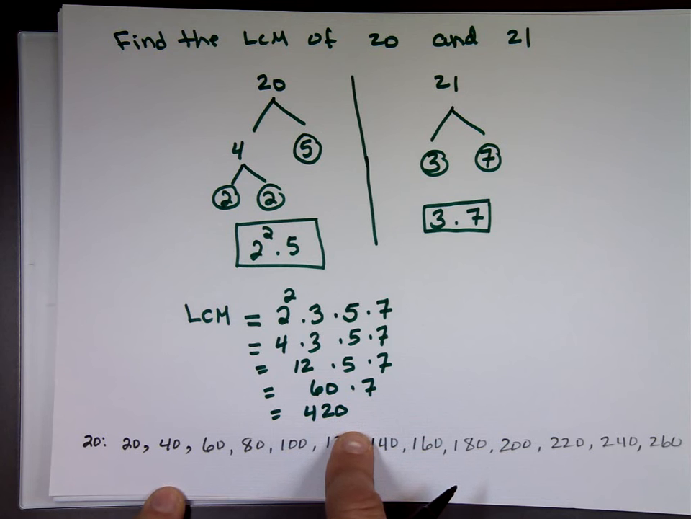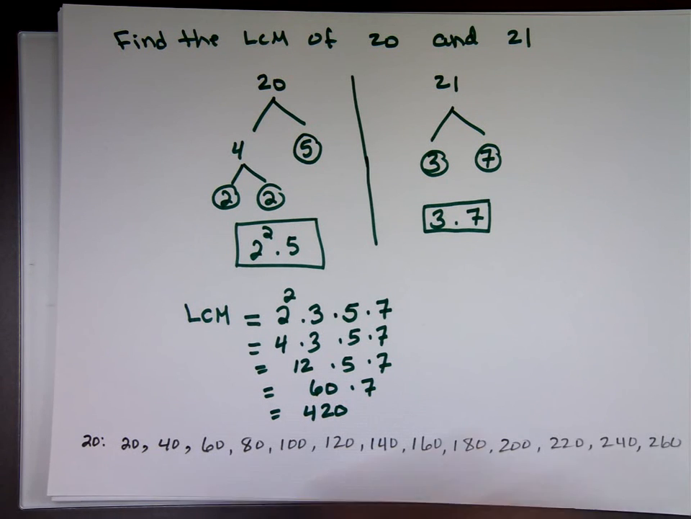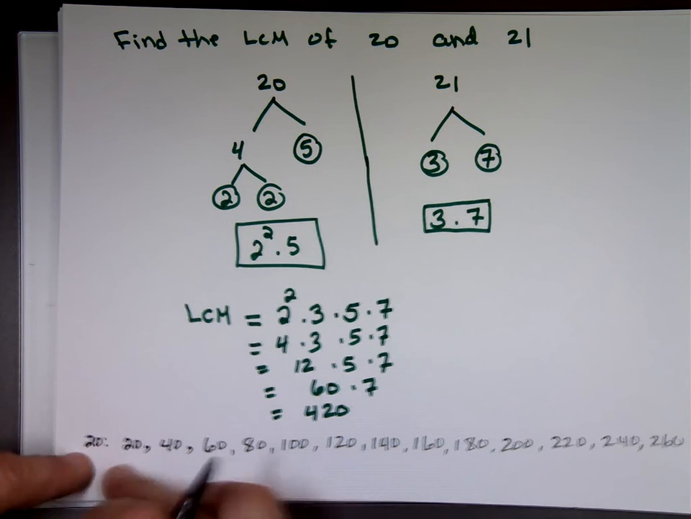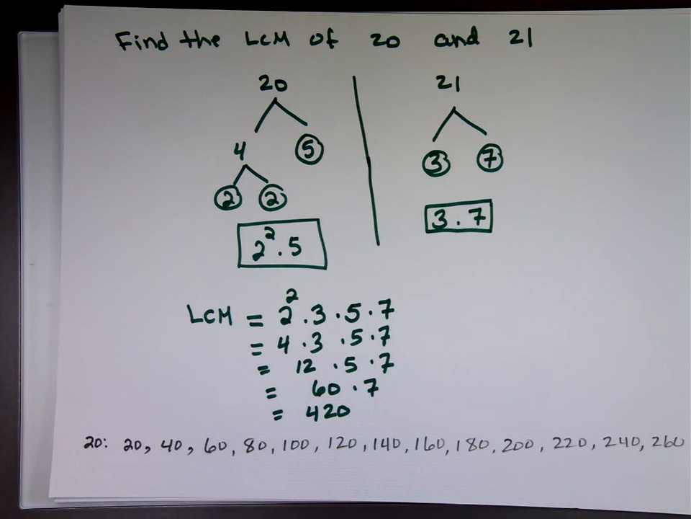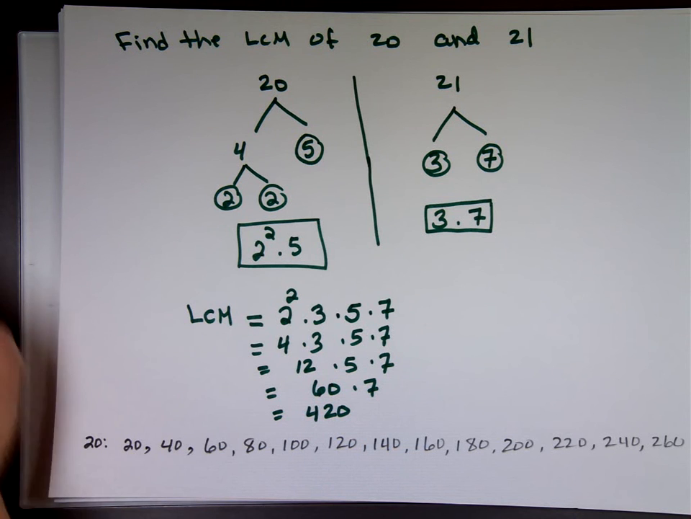So you could be there for half an hour listing all these numbers to get to the 420. Then you got to do the 21 to see where the match is. So really, doing it this way, it's not the best way to go. This is the better way to do it. And if you have 3 numbers, it doesn't change. I could give you 3 numbers, 2 numbers, the process is exactly the same.